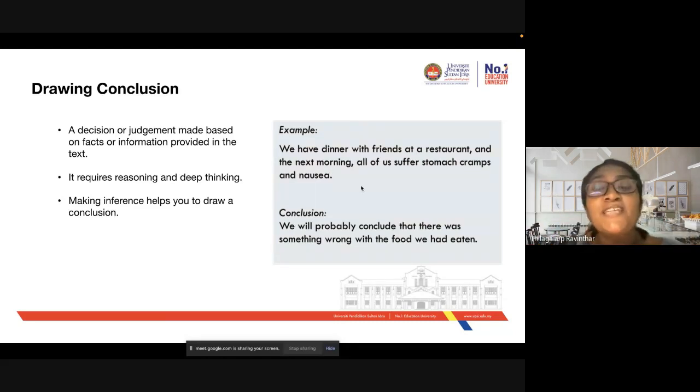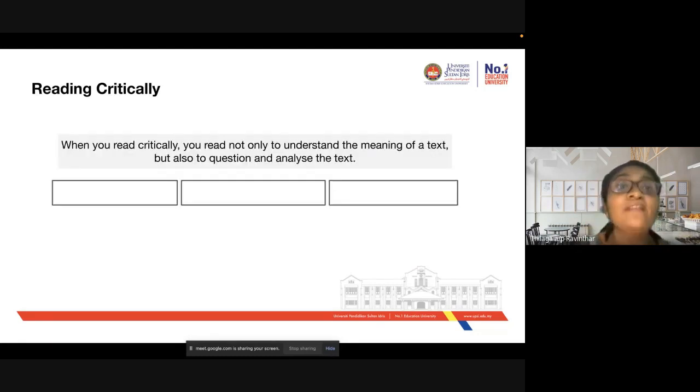Okay, so look at this example. We have dinner with friends at a restaurant, and the next morning all of us suffer stomach cramps and nausea. So probably something was wrong with the food we had eaten. So that's how you try to make an inference. The inference is that something is wrong with the food they had, right? So the conclusion is that we will probably conclude something is wrong with the food we had eaten. So the inference is that they had food poisoning. How did they have food poisoning? Because there was something wrong with the food they had consumed.